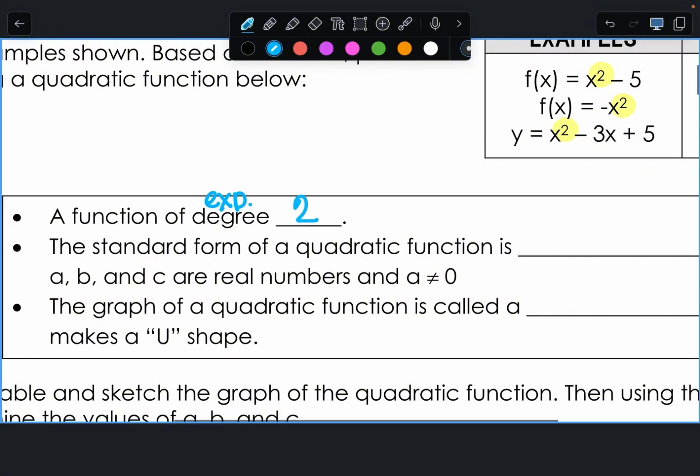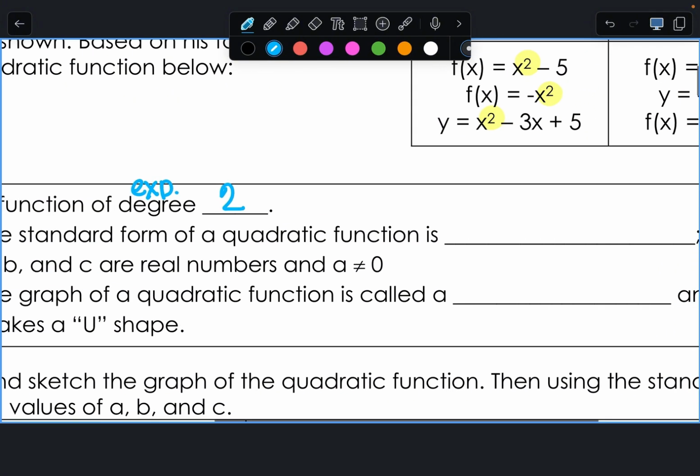The standard form of a quadratic function is f of x, or you can write just y equals ax squared plus bx plus c. The graph of a quadratic function, the shape, is called a parabola. That U shape is called a parabola.